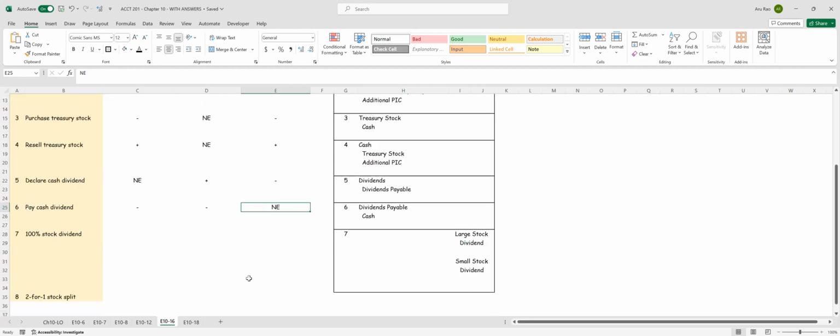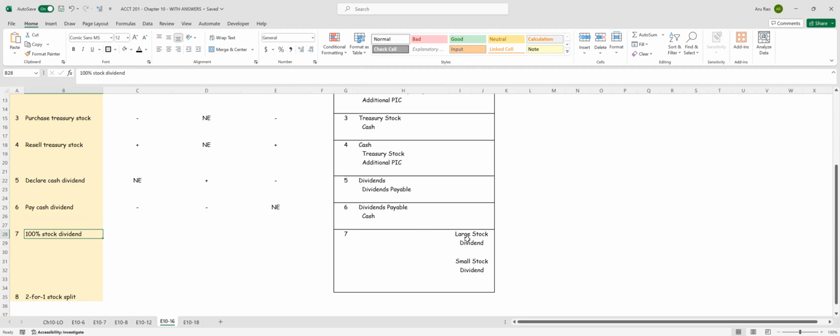Finally, we come down to these new concepts, stock dividends and stock splits. For stock dividends, the company decides that instead of giving cash to my shareholders, I'll just give them more stocks in the company. So it's effectively as if I sold it to the public, but I'm not selling it to them, I'm giving it to my existing shareholders.